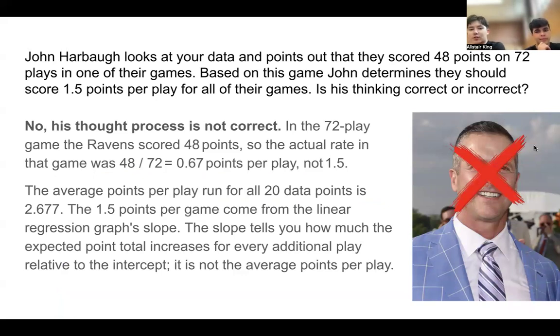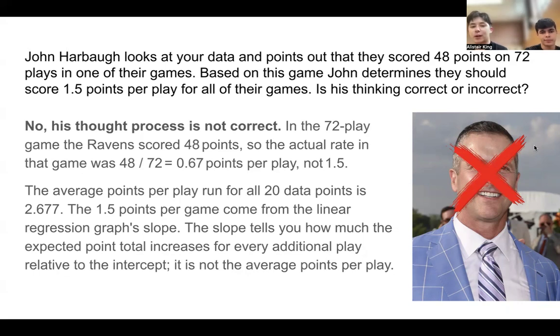John Harbaugh looked at the data and points out this one outlier that Sean's been mentioning a lot in this presentation, where they scored 48 points on 72 plays in one game. Based on this, John determines they should score 1.5 points per play for all of their games. Is his thinking correct or incorrect? Well, we think no, his thought process is not correct.